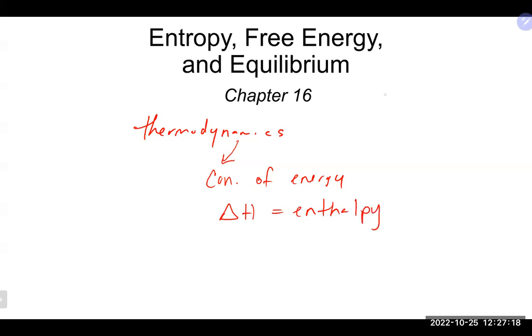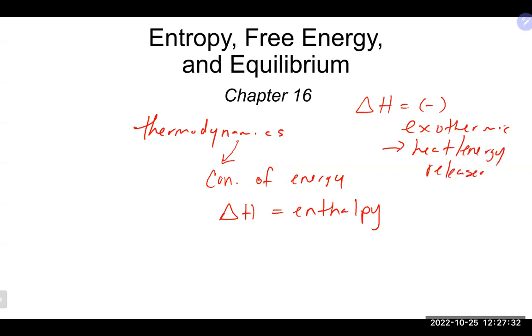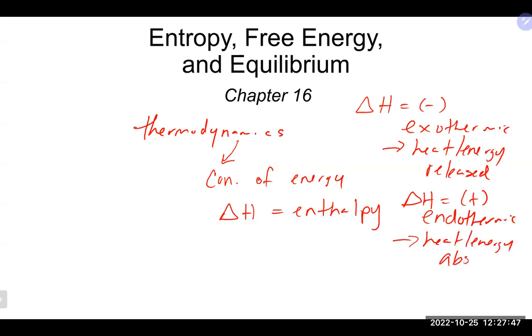And remember, as we've done before, if delta H is negative, it is an exothermic process, which means heat and energy is released. If delta H is positive, it's an endothermic process, which means that heat and energy is absorbed. So that's the first law of thermodynamics, the conservation of energy, where energy is neither created nor destroyed.